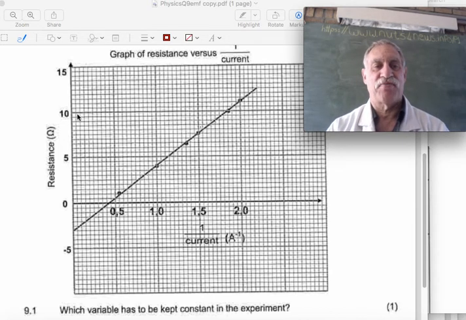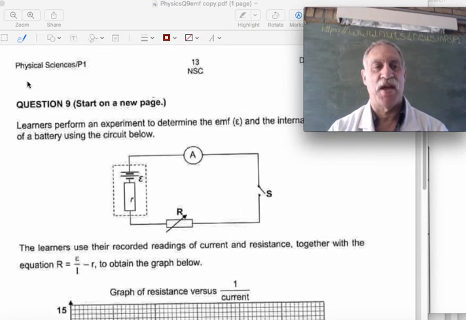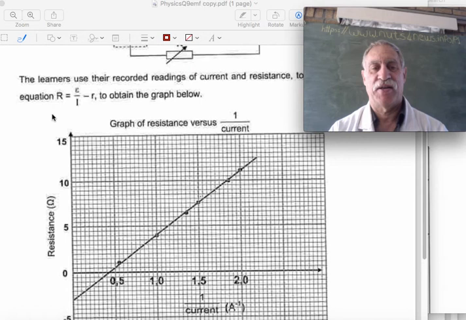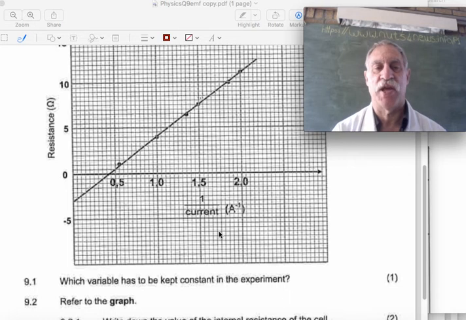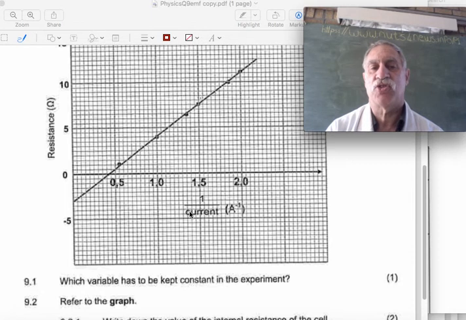So this graph came from question 9 of the 2018 final paper, and it was a graph of resistance in ohms versus 1 upon current. And let's suppose you're scratching your head and wondering, why on earth would an examiner give 1 upon current? Why not just current? And this is a trick. The relationship between resistance and current is inverse, but this is a trick which they use.